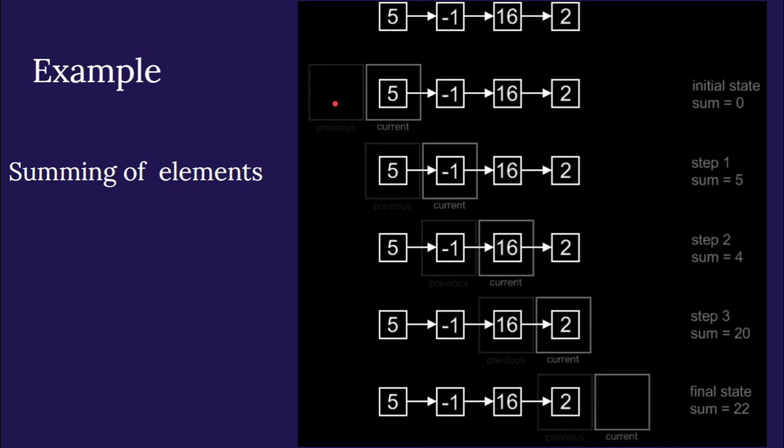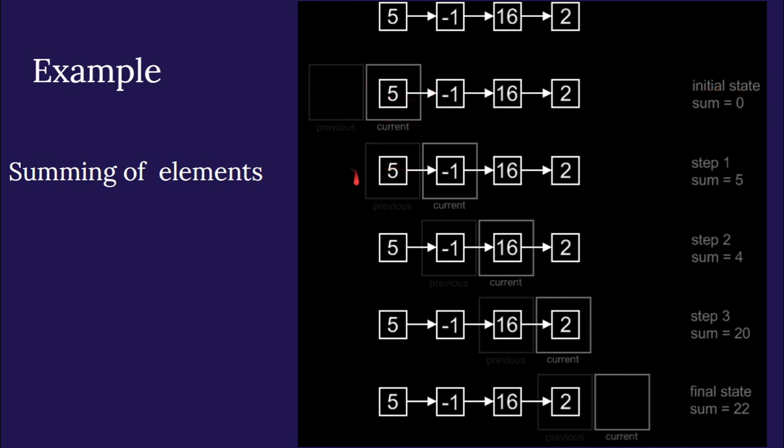Now this is the previous node. We are going to start from the first location using the pointer, consecutively moving the pointer. So initially sum is 0 because nothing is added. Initially nothing is added, sum is 0.